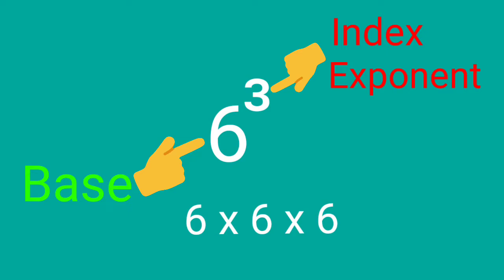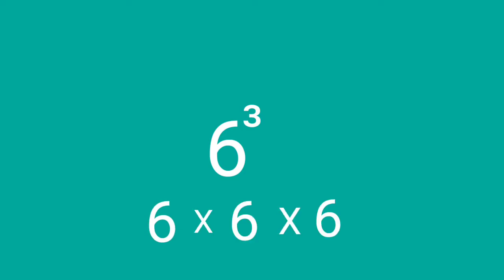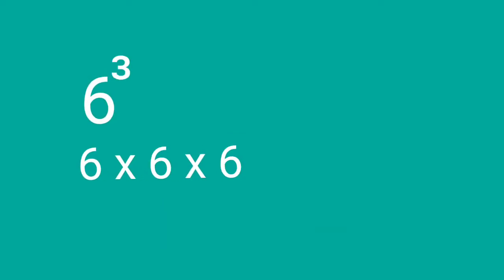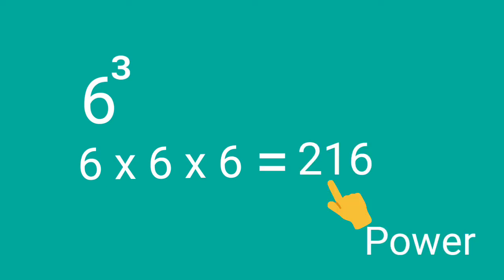For example, if we have this, that means 6 is to be multiplied 3 times: 6 times 6 times 6. Again, when you multiply 6 3 times, the result you get is referred to as the power. I'm referring to the number after the equality sign, that's at the right hand side. So now we understand its structure and its components.